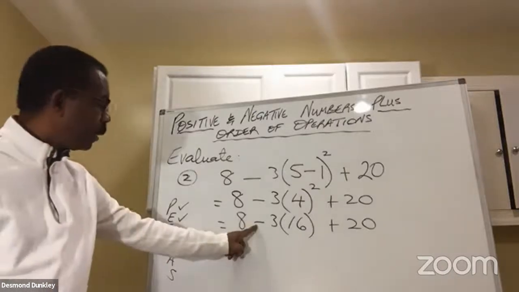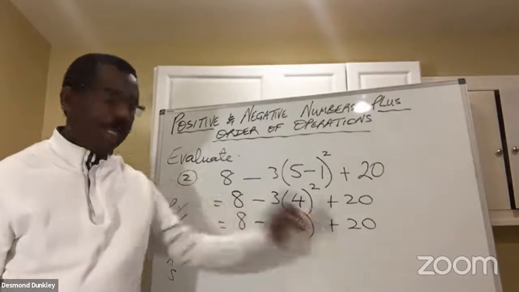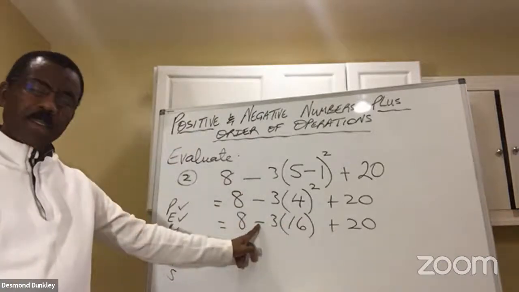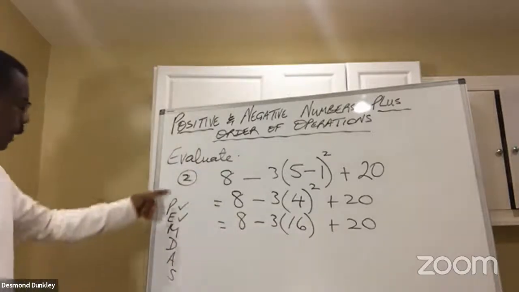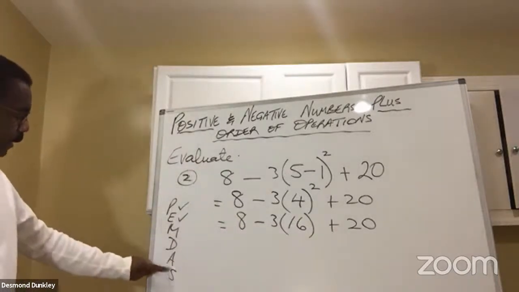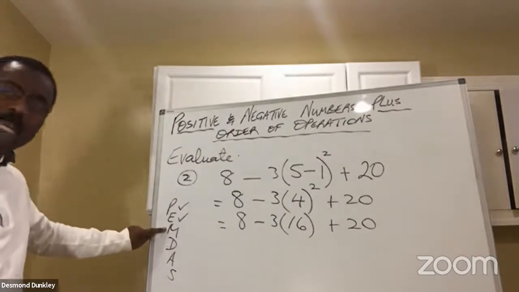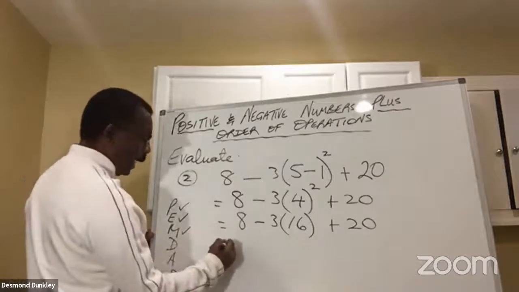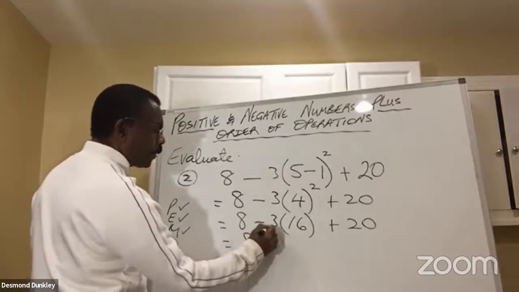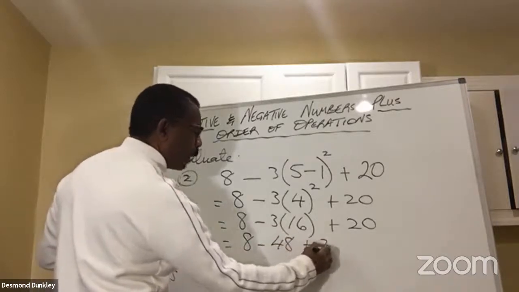We have a subtraction, we have a multiplication, and we have an addition. Again, we have subtraction, multiplication, and addition. Of the order that's here, we have subtraction, addition, and multiplication. So it tells me that multiplication is next. So I need to do the multiplication next. So I go 8 minus 3 times 16, 48, plus 20.